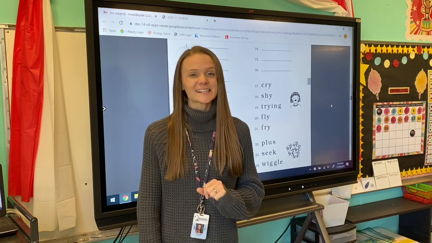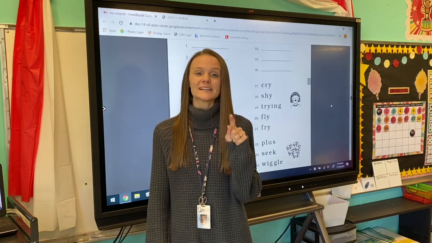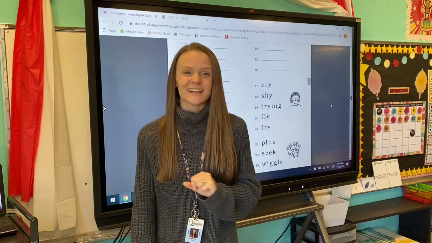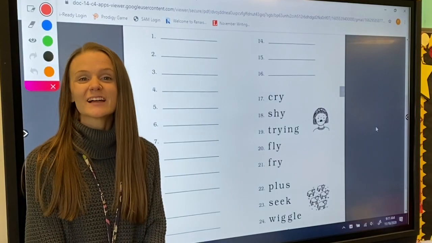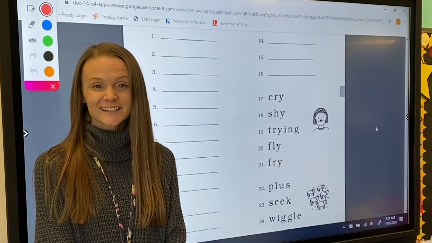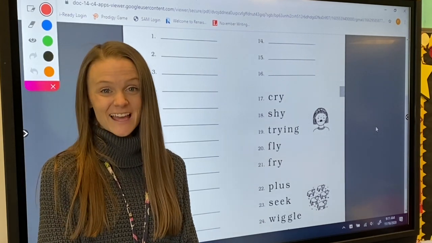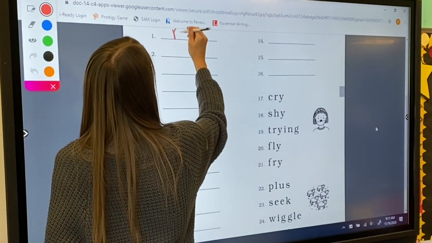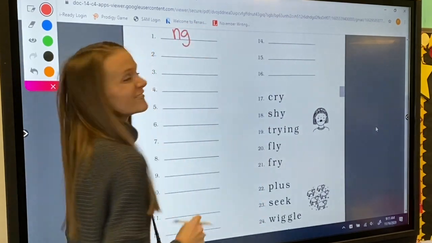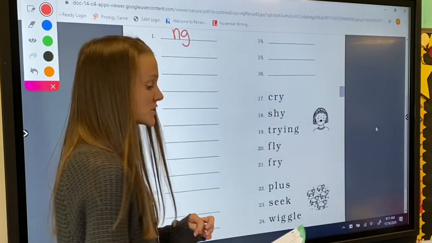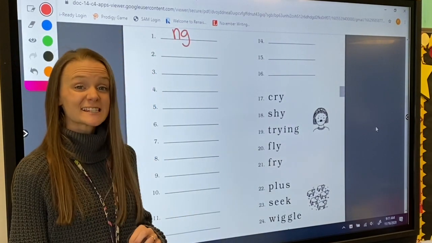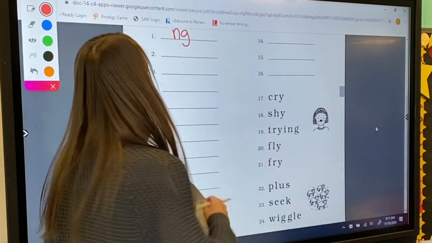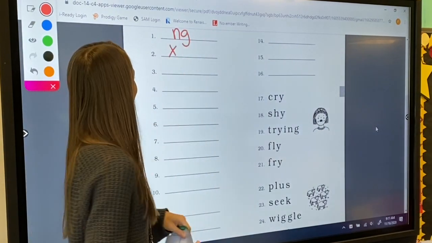Let's jump on into our worksheet and practice some of those letter sounds this morning. So Miss Neal is going to say a letter sound and I want you guys to write the letter or letters that make that sound. Here we go. For number 1, my letter sound is ng. This is that digraph we learned a few weeks ago. Very good. For number 2, my letter sound is x. Letter X makes that sound.